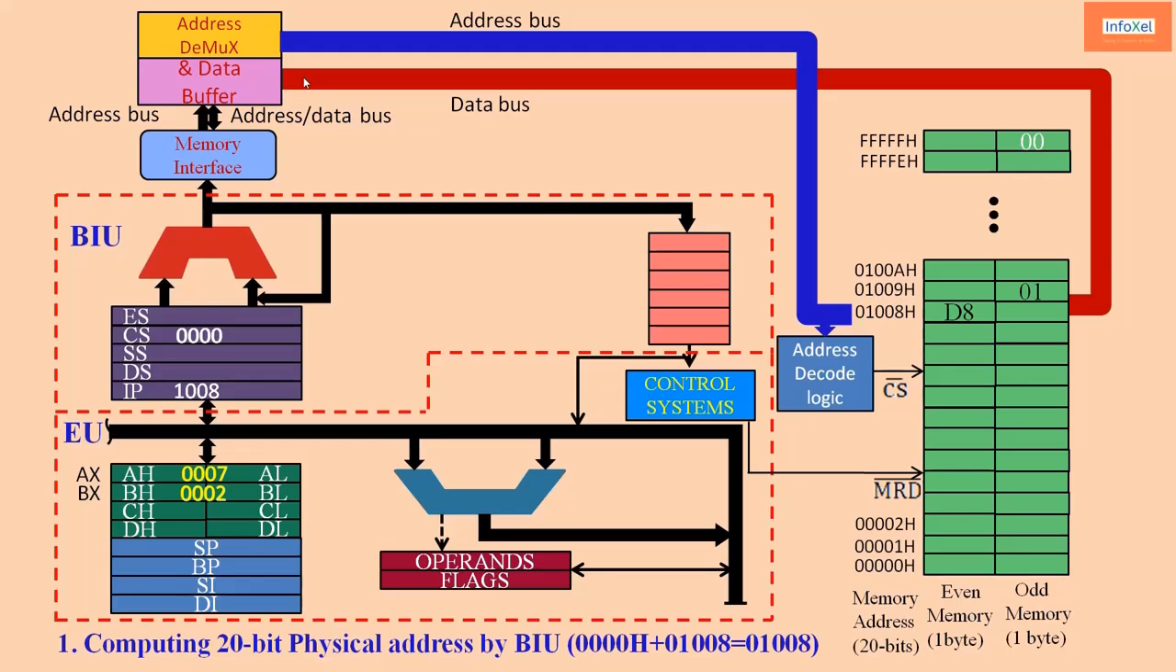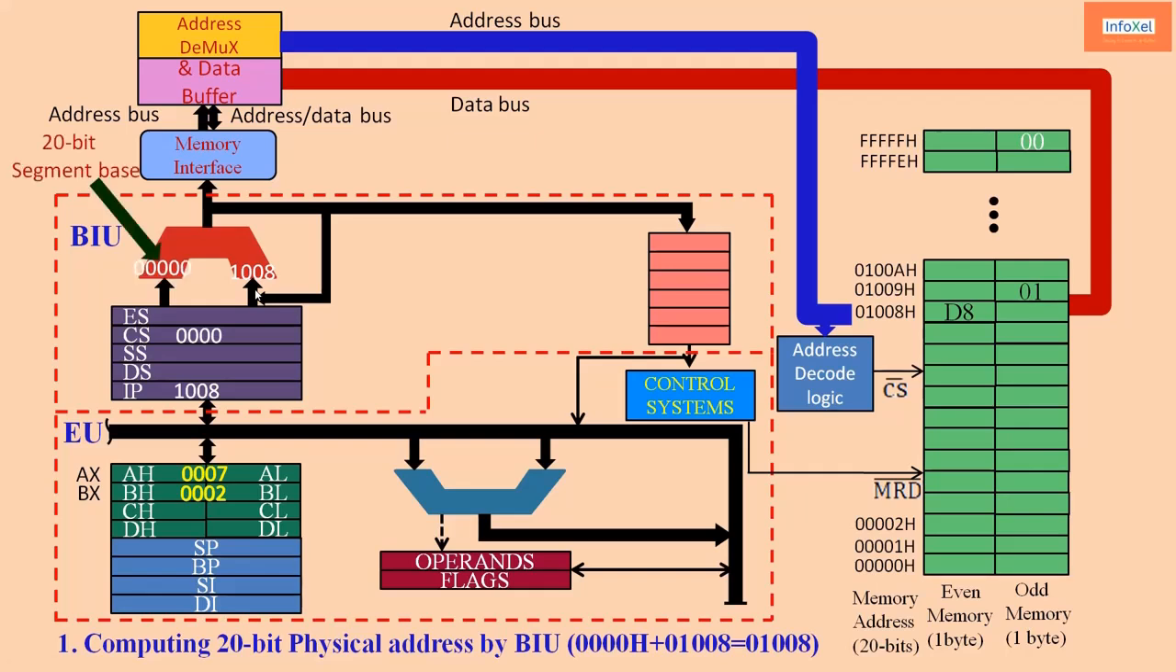Now the first thing we will see is computing the 20-bit physical address. You can see down here the operations performed one by one: step 1, step 2, step 3. First is computing the 20-bit address. So you can see here the 4 zeros of the CS and 1008 of the IP are moved to the physical address computation block.